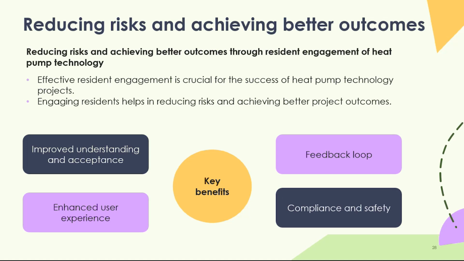But the key principles can be applied to any new retrofit measures, including fabric works, but usually things with an active to a passive measure like wall insulation will have the most issues, or there are more opportunities for it to go wrong with resident engagement. So we'll go through each of the four key benefits on the slide now. Those areas around improved understanding and acceptance, enhanced user experience, feedback loop, and compliance and safety, and why if you get your resident engagement right, those four benefits really come through.